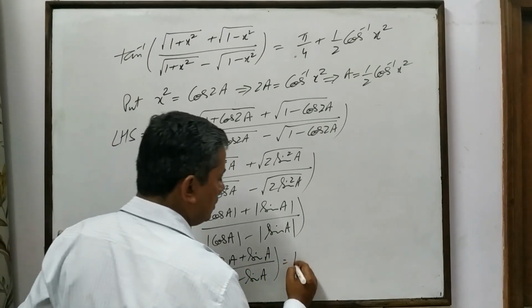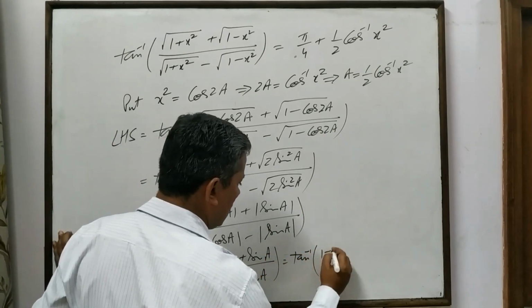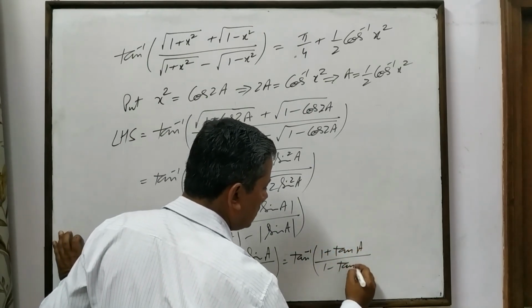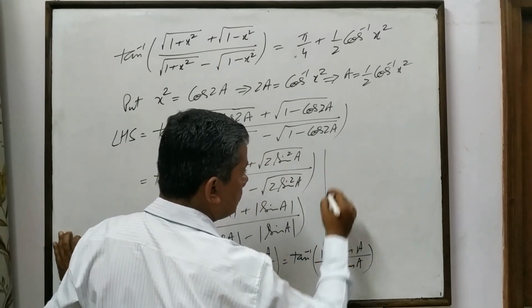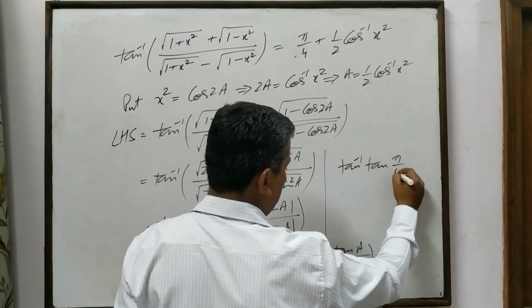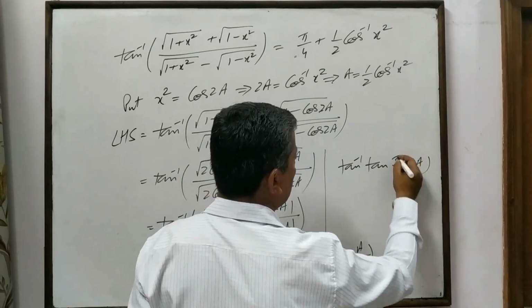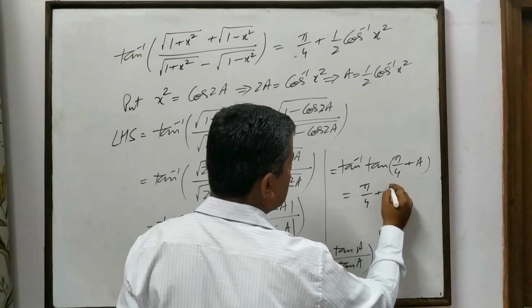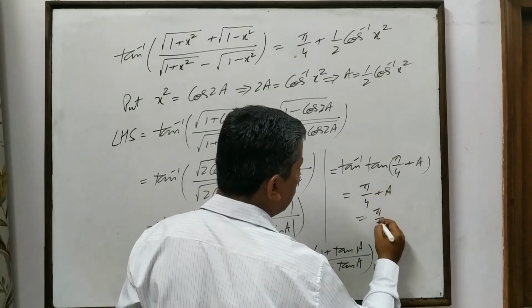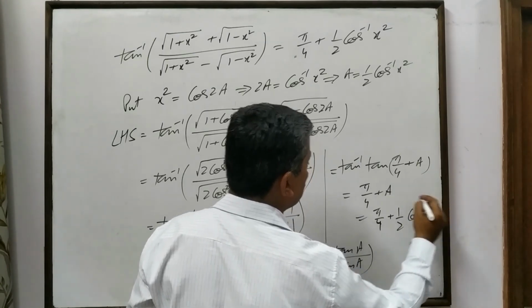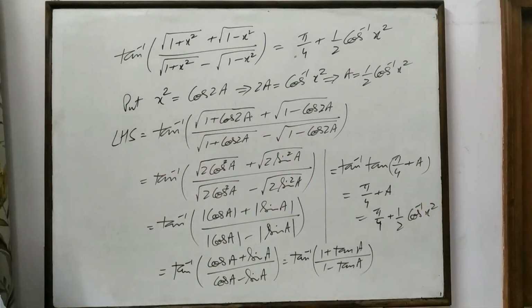This is tan inverse of 1 plus tan a upon 1 minus tan a, which is tan inverse tan of pi by 4 plus a, which is pi by 4 plus a, which is pi by 4 plus half cos inverse x square, which is the value of a. So that's how it is solved.